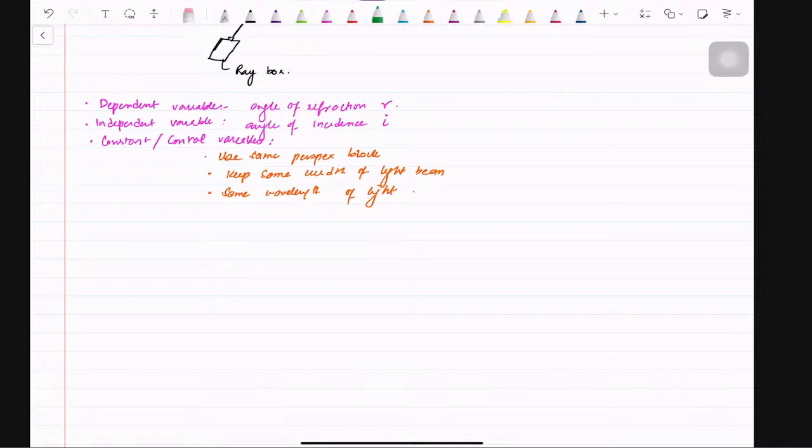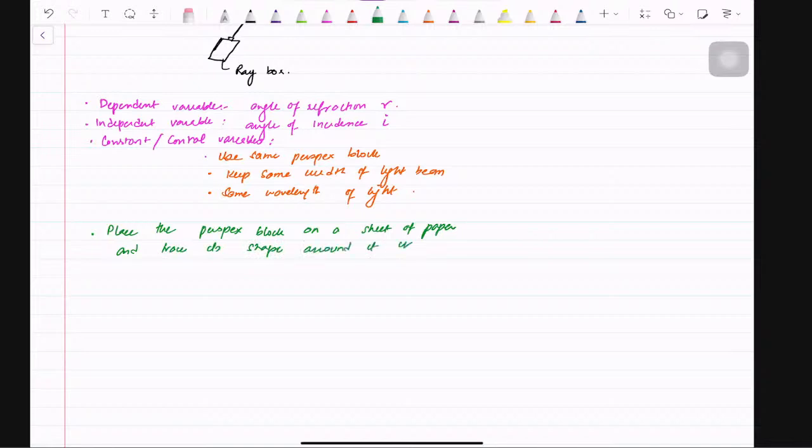So the method to do this is to place the perspex block on a sheet of paper, and trace its shape around it using a pencil. That's what you want to do.